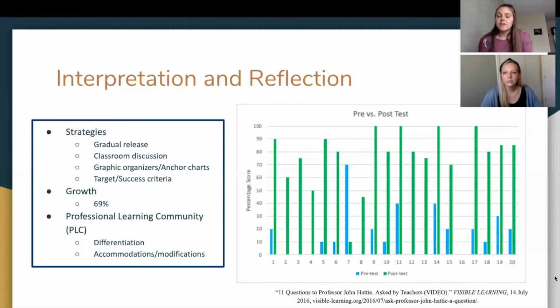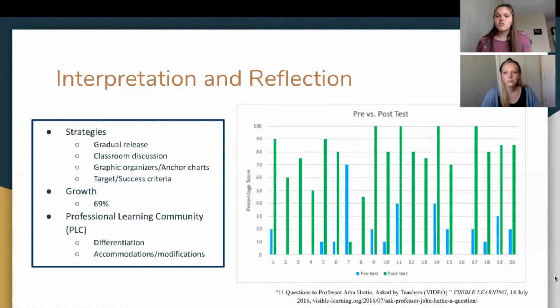Graphic organizers and anchor charts, this is just a way to visually represent what is being taught. So dividing decimals, we had an anchor chart illustrating how to do long division so they could remember and look back on the anchor chart. And we found a lot of success in those also.